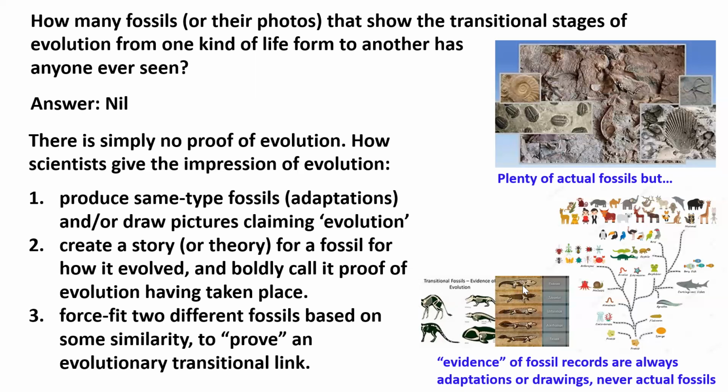Okay, so once again, plenty of actual fossils, but the evidence in the fossil records is always adaptation. Here you can see the animal, the same kind, is actually adapting through natural selection, but not actual macroevolution. Or they just give us drawings like this case. Wow, from the very small little thing down there, they can evolve all the way up to all these complex animals and human beings. They'll always give you drawings, no actual fossil records.